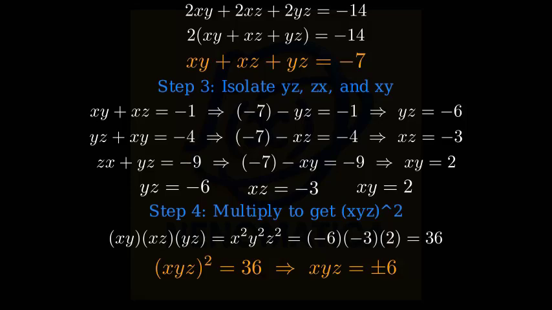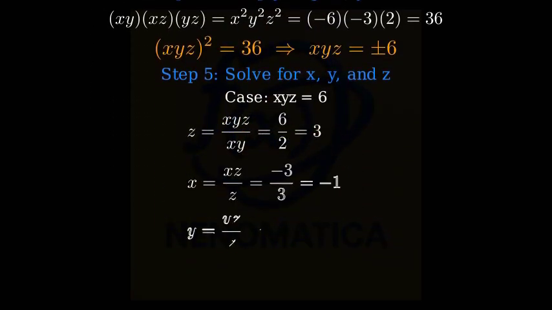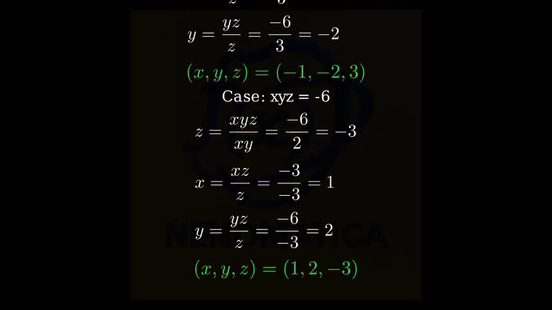Therefore, the square of xyz is 36, and xyz equals plus or minus 6. Step 5. Use xy equals 2, xz equals -3, and yz equals -6 with xyz equal to 6 first. From xyz divided by xy we get z equals 3. Then xz equals -3 gives x equals -1, and y equals -2.